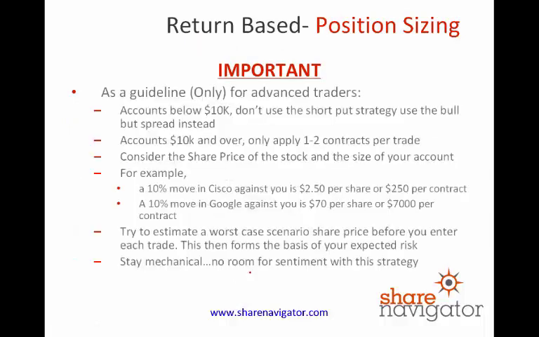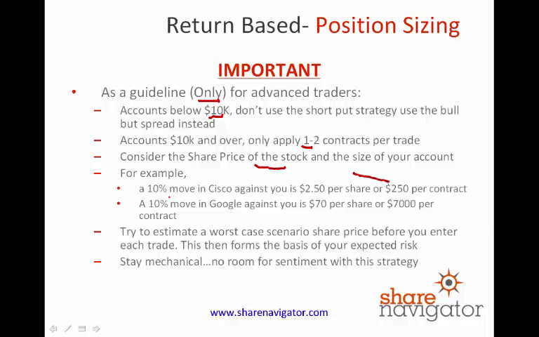So we'll give you some guidelines on the next page, and please remember these are only guidelines. Only guidelines. If your account is valued at 10k and below, don't use the short put strategy. Use the bull put spread. If your account is valued at $10,000 and over, you can apply the short put strategy if you're an advanced trader, but only apply it on a 1 to 2 contract basis per trade. Don't get sucked into thinking you're going to write 10 contracts of a short put and make a fortune out of it. You're much better off applying 1 contract trades to lots of different stocks than applying 10 contract trades to one stock.